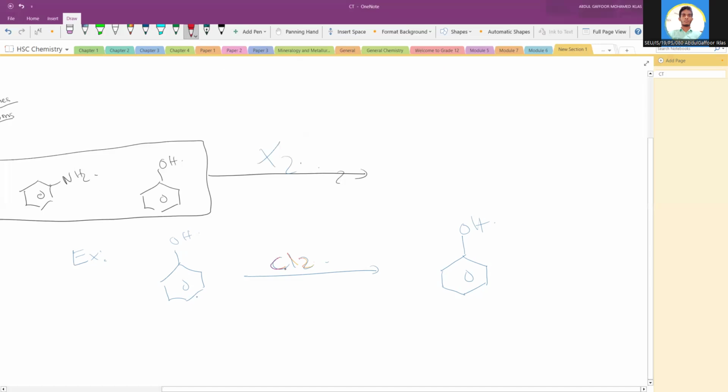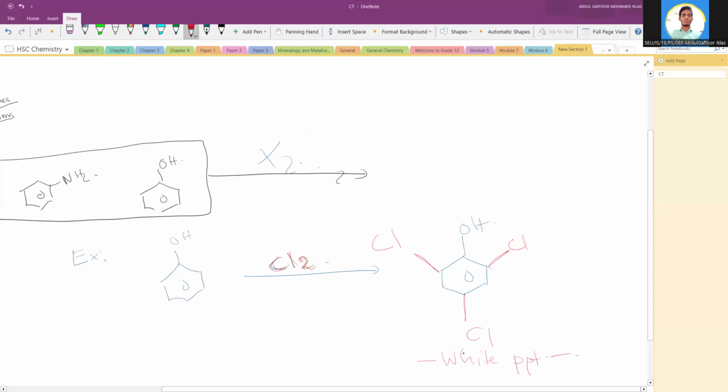So if you put Cl2 here, here, and here, next to the OH we will have 2, so it will be symmetric, skipping this node in the meta position. This is called ortho, and this is called meta. So in these positions, chlorine will be added. This is a white color precipitate.